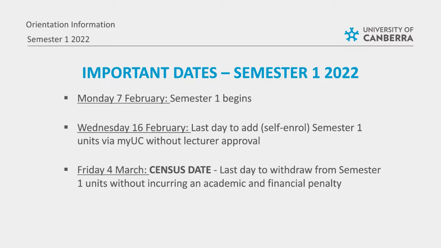And 4th of March is the census date. So this is a very, very important date for all of you because it's the last day to withdraw from semester 1 units without incurring an academic and financial penalty. After that, you will be charged. So make sure if you want to do any changes, first of all, try to do it by 16th of February. Between 16th of February to 4th of March, you need the permission of the unit convener.